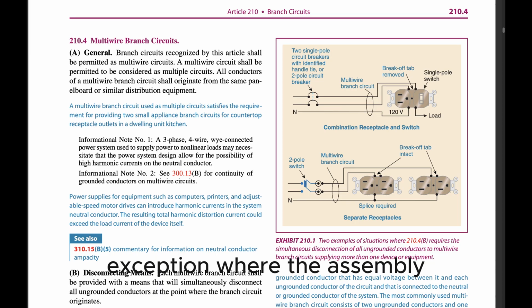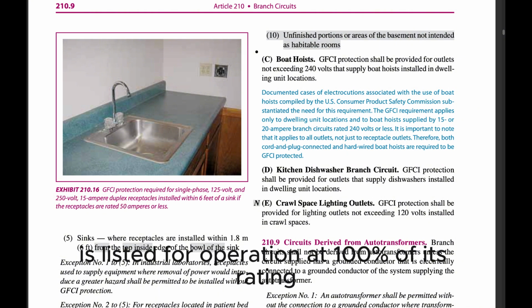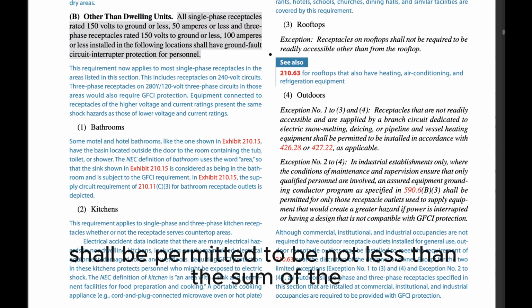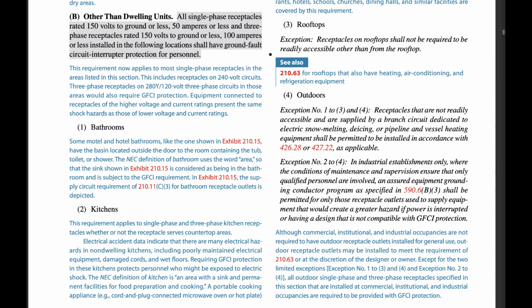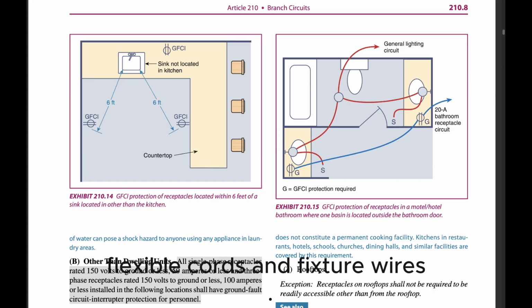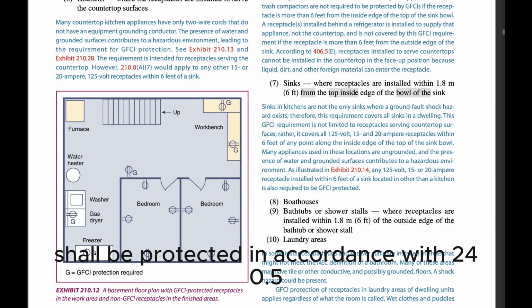Exception: Where the assembly, including the overcurrent devices protecting the branch circuit(s), is listed for operation at 100% of its rating, the ampere rating of the overcurrent device shall be permitted to be not less than the sum of the continuous load plus the non-continuous load. B. Conductor protection. Conductors shall be protected in accordance with 240.4. Flexible cords and fixture wires shall be protected in accordance with 240.5.